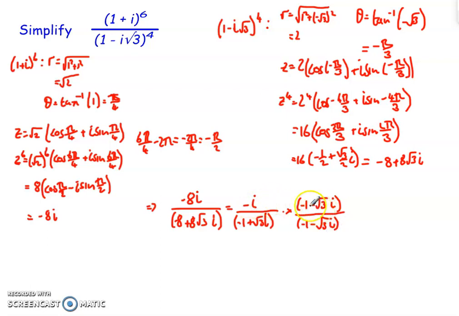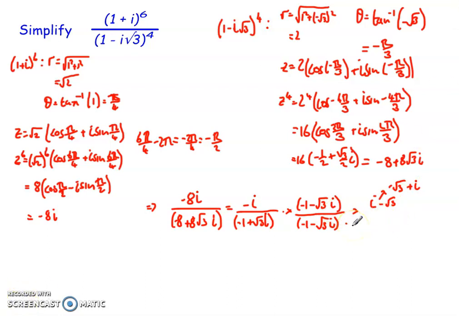So if I look at the top to begin with and multiply all of that out, I'll get negative i times negative 1, so I'll end up with i. I'll then end up with negative i times negative root 3 i, so I'll get root 3 i squared, but i squared is negative 1, so that will then end up giving me just negative root 3 again. So the top, I'd end up writing as negative root 3 plus i.